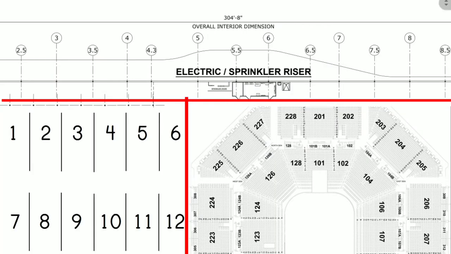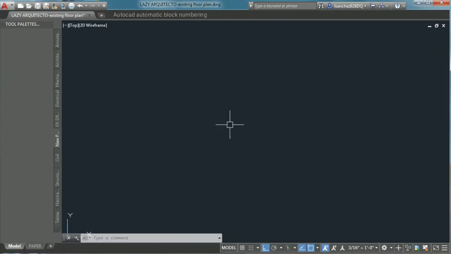Have you ever had to manually number blocks in AutoCAD? Yes. Me too. So this is why I created the AutoCAD block numbering tool or command. This will work with literally any block, but for this example I'll use the column grid bubble, which if you are an architect or an architectural student you'll need it.